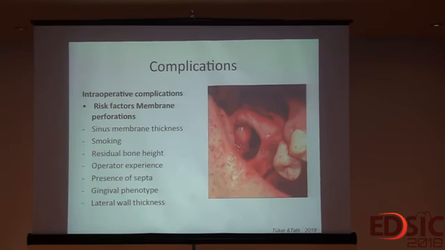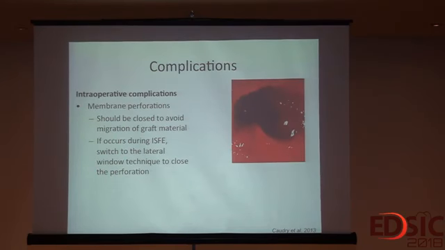Risk factors for membrane perforations are sinus membrane thickness, smoking, residual bone height less than 4 mm, operator experience, presence of septa, and gingival phenotype and lateral bone thickness are also important. Membrane perforations should be closed to avoid migration of graft material. If it occurs during internal sinus elevation, we have to switch to the lateral window technique to close the perforation. So internal sinus elevation is an easier technique, but we have to know the window technique to close perforations when they occur.